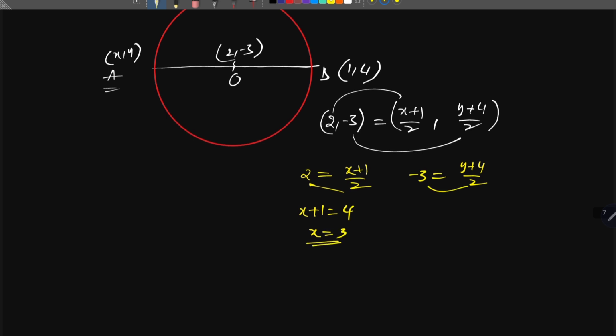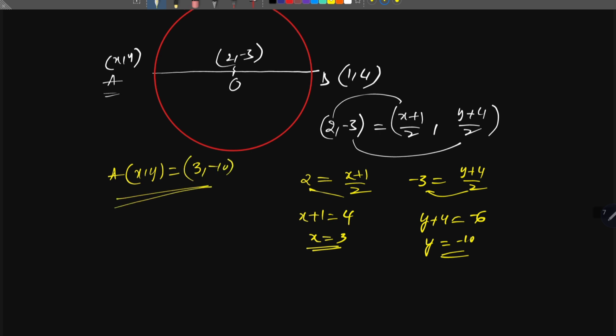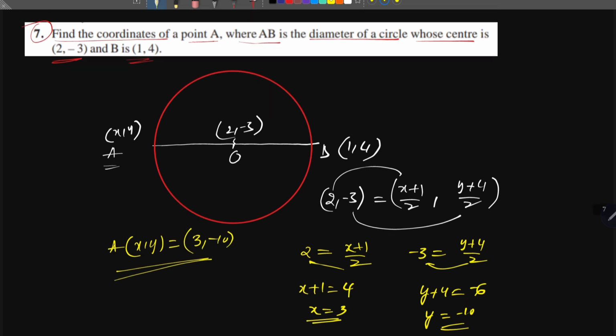Okay, then this one, cross multiply. y plus 4 is equal to minus 6, and y is equal to minus 6 minus 4, minus 10. Therefore, the location of A, x comma y as we considered, we got as 3 comma minus 10. I hope everyone is clear, and let us move to the next question, question number 8. Question number 8 is given: if A and B are minus 2 comma minus 2 and 2 comma minus 4 respectively, then find the coordinates of P such that AP is equal to 3 by 7 times AB and P lies on the line segment AB.